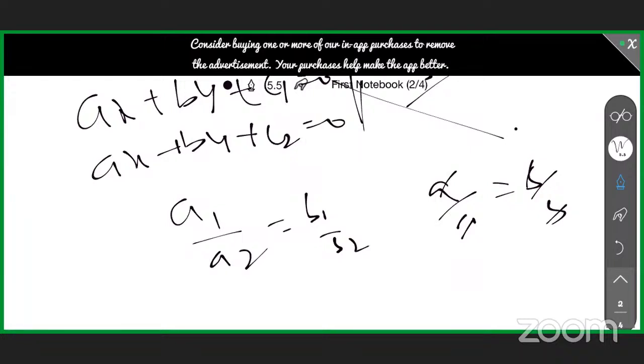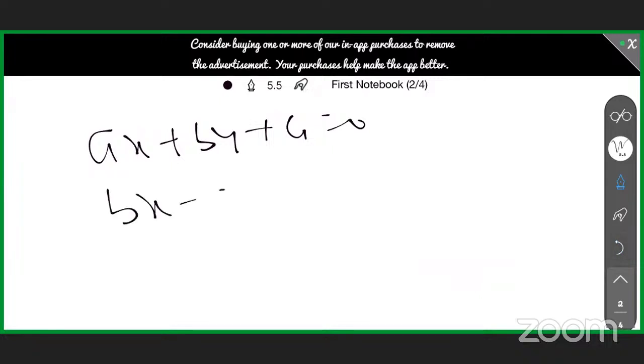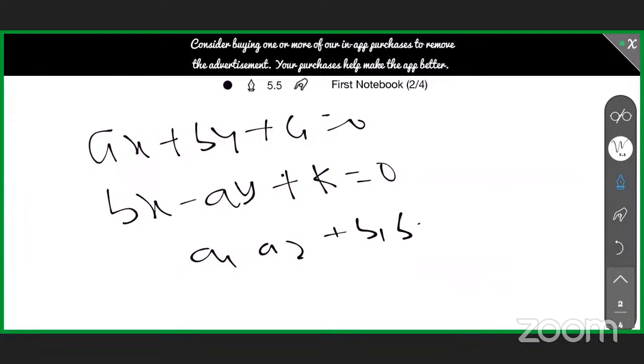That is the condition for parallel lines. And the perpendicular line condition: first of all, what is a perpendicular line? If the line is ax plus by plus c1 is equal to 0, then the perpendicular line will be bx minus ay plus some k or some lambda is equal to 0. And the condition is a1 into a2 plus b1 into b2 is equal to 0. Basic conditions.